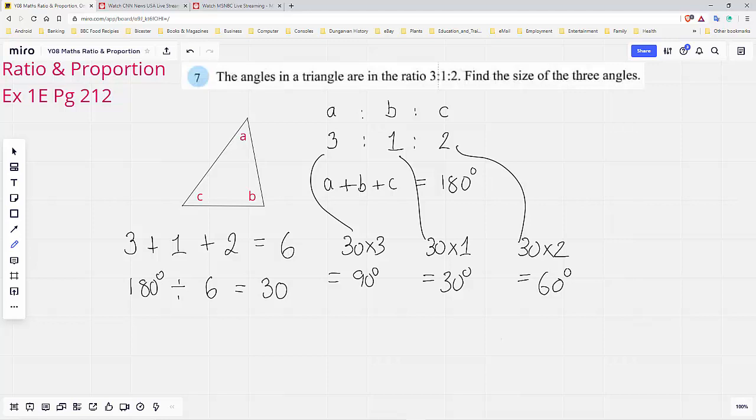Now if we add all these up together, we should still get 180 to be sure we got the right answer. And indeed we have. So these look like the correct answers. A is 90, B is 30 and C is 60.